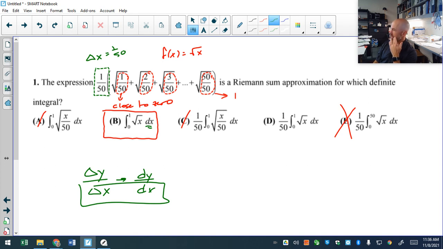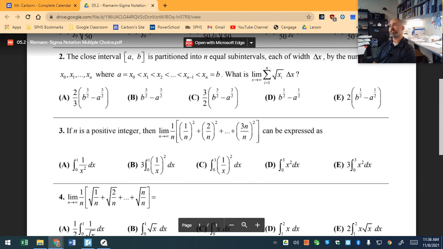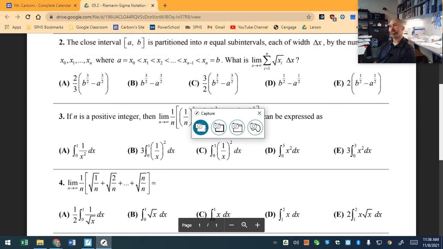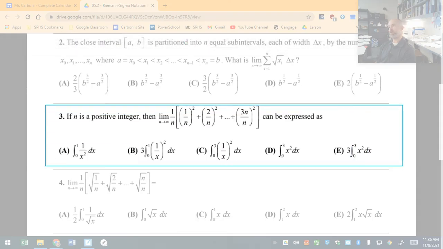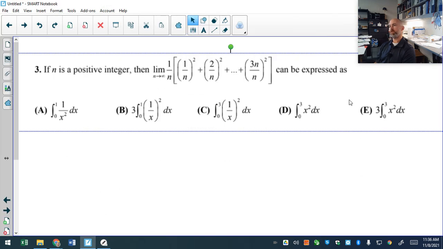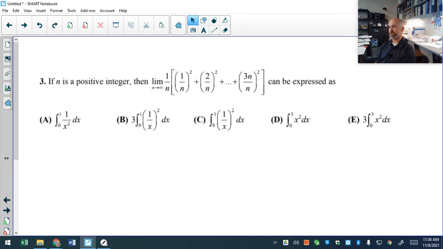Are we good? Weird, huh? It's really weird at first. Let's see if we can do another one. I'm going to skip 2. Let's jump to 3. 3 is very similar to number 1. So same type thing. This time they put it as a limit, as n is going to infinity.